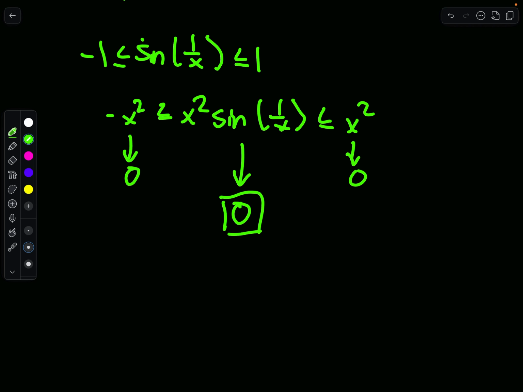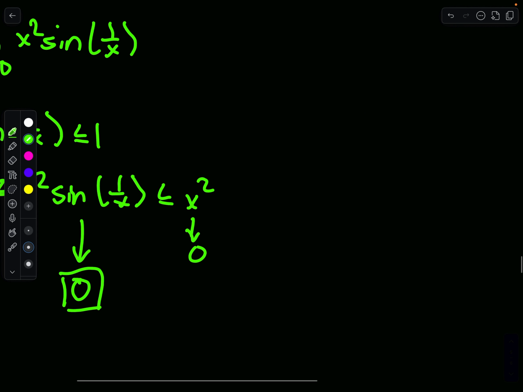So even though sine of 1 over x is oscillating near 0, multiplying by x squared shrinks it to 0. So let's go through some problems.